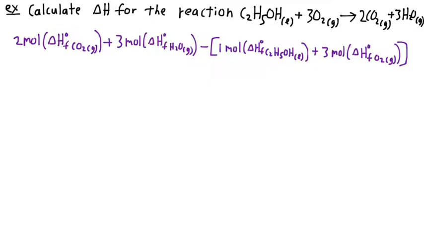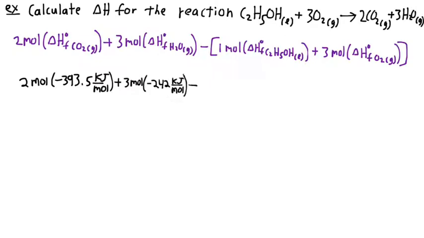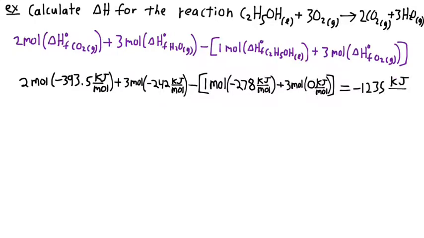If it was an AP test problem, then they probably would not give you this one. In fact, they might not even have that one in the back of the book, I'm not sure. That's because that's an element, so energy to form an element from an element is 0. So you just put in those numbers and you do the math, and you know that O2 is 0. And you wind up with negative 1,235 kilojoules per mole.